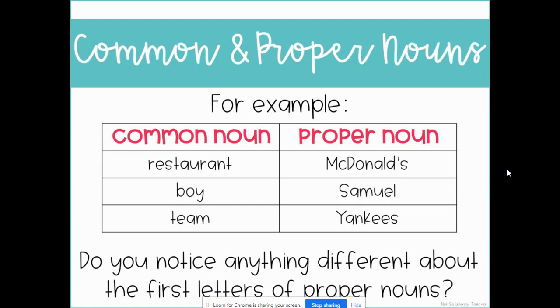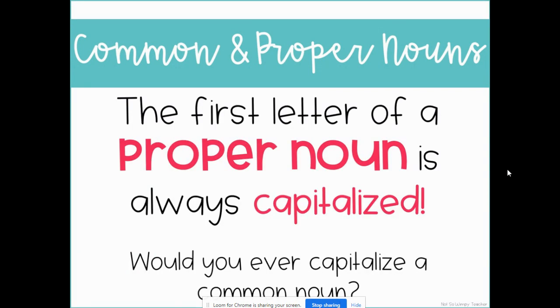Did you notice anything different about the first letters of the proper nouns? So let's look on the common nouns, lowercase r, lowercase b, lowercase t, restaurant, boy, team. On the proper noun side, we have capital M, capital S, capital Y. Capital M, McDonald's, capital S, Samuel, capital Y, Yankees. All right, did you notice anything different about the first letters? They were capitalized. All right, so we're going to write this down. The first letter of a proper noun is always capitalized.